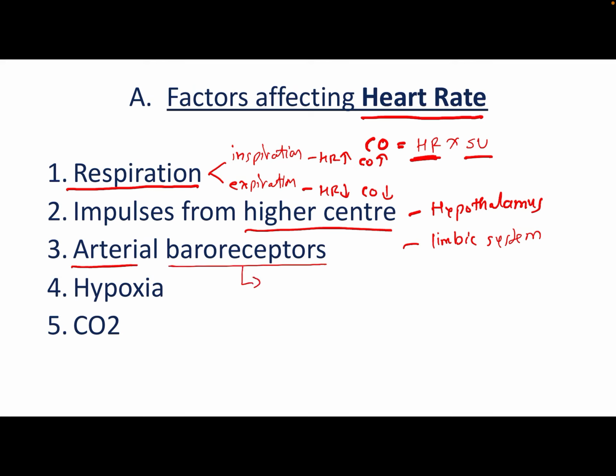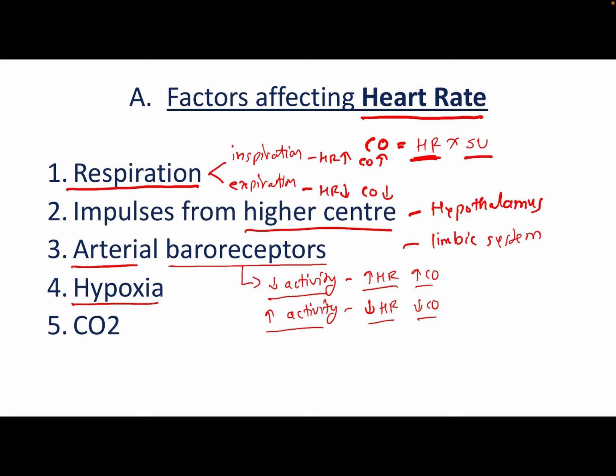Now here, if there is a decrease in the activity of baroreceptors, the heart rate will increase, and there will be an increase in the cardiac output. If there is an increase in the activity, heart rate will decrease and cardiac output will decrease. So there is an inverse relationship. Decrease in the activity will increase heart rate and cardiac output; increase in the activity will decrease heart rate and cardiac output. Then the next one is hypoxia.